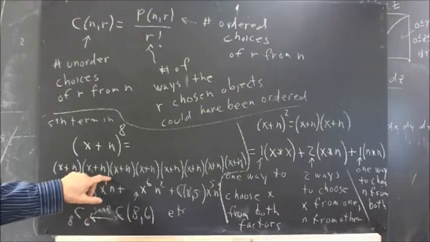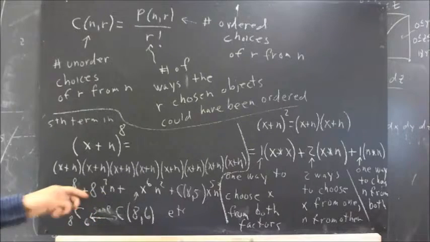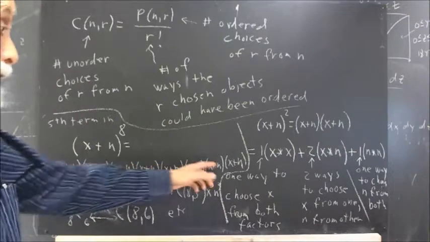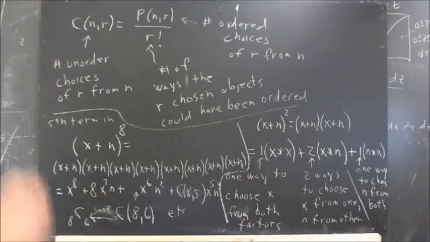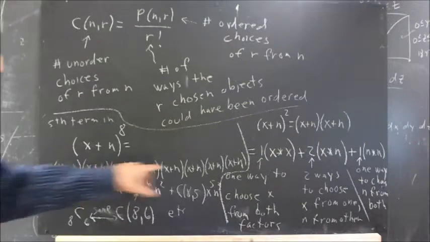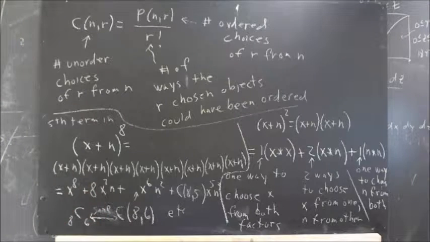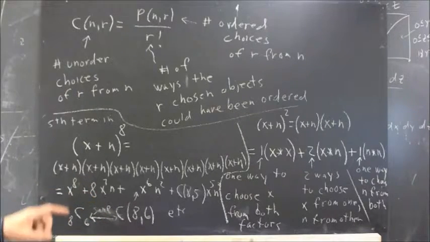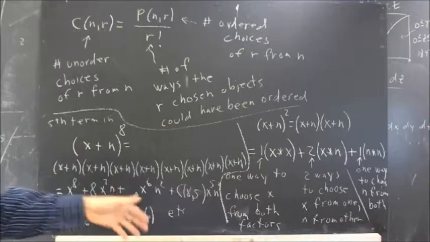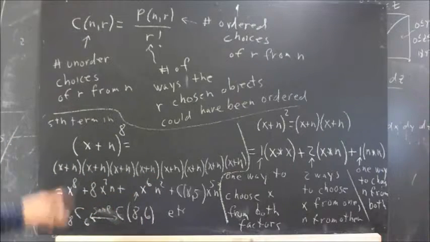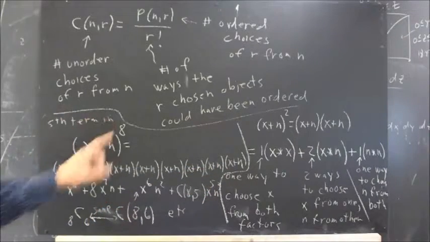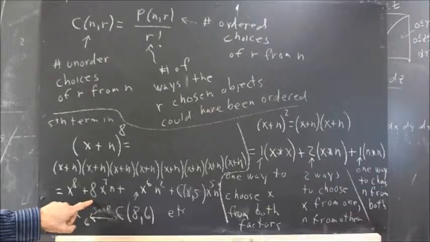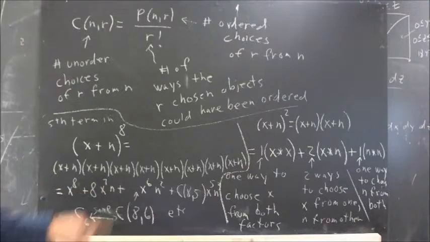Now, what about x to the 7th times n? It's possible to choose x from, let's say, the first 7 and n from the last one. That gives us x to the 7th times n. Of course, it's possible to choose n from the first and x from each of the last 7, so there's another way. It turns out there are 8 ways, because there are 8 binomials from which you can choose the single n.